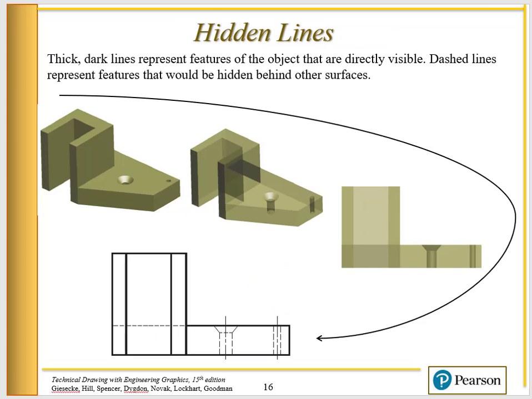So let's talk about hidden lines. Thick, dark lines represent features of the object that are directly visible, whereas dashed lines represent features that would be hidden behind other surfaces. I'm going to stop right here to keep the videos short.